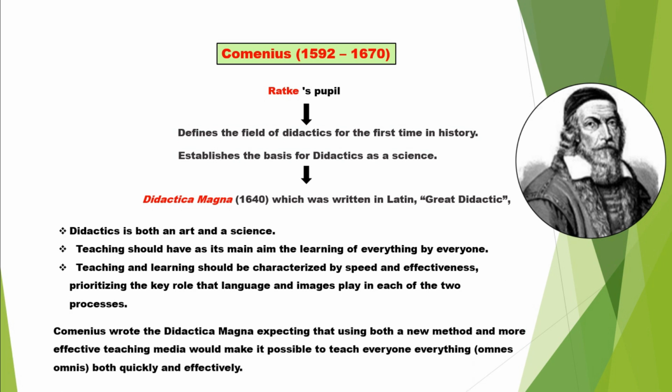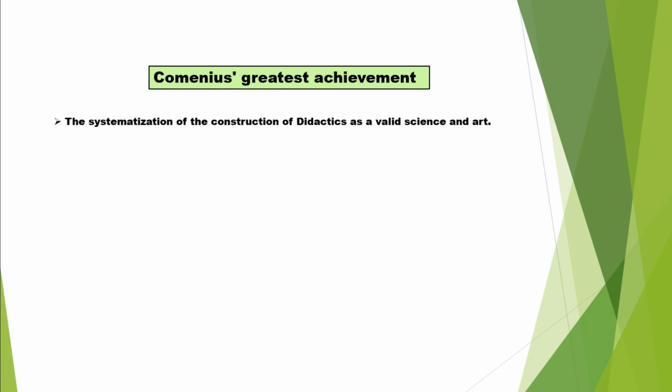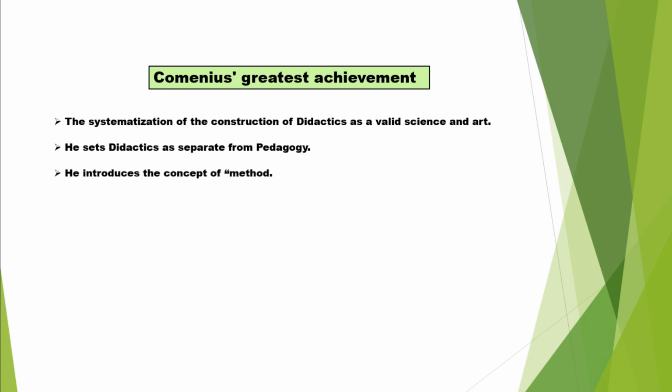Comenius wrote the Didactica Magna, expecting that using both a new method and more effective teaching media would make it possible to teach everyone everything both quickly and effectively. Comenius' greatest achievement was the systematization of the construction of didactics as a valid science and art. He sets didactics as separate from pedagogy and introduces the concept of method.